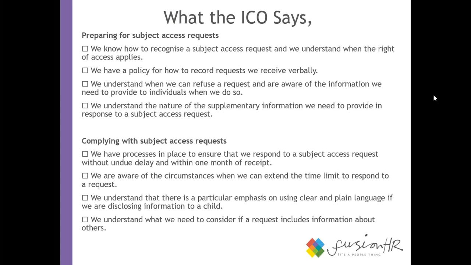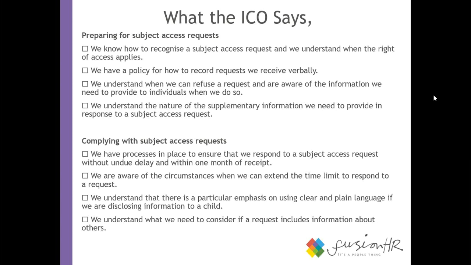So what the ICO says very briefly, we know how to recognise a subject access request, and we understand when the right of access applies. So again, if it's verbal, you need to know how to record that. We understand when we can refuse a request, and we're aware of the information we need to provide to individuals when we do so, and we understand the nature of supplementary information we need to provide in response to the subject access request. So in essence, you need to provide a letter when you send out all the information that they've requested, highlighting why it's been processed, what it's been processed for, where it's stored, who it's shared with, and ultimately what's included within that subject access request, what exemptions you've applied, if any, and how long you intend to keep the data. And you've also got to give them the right to complain to the Information Commissioner's Office too.